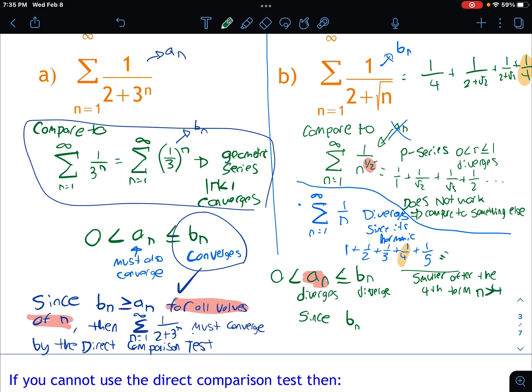Okay, I'm sorry, I was saying it wrong. So what we know is that a sub n is smaller than b sub n when n is greater than 4. It's equal to it at 4. Then what we know is the sum from n equals 1 to infinity of b sub n diverges. Sorry, I wrote this incorrectly. b sub n diverges by the direct comparison test.